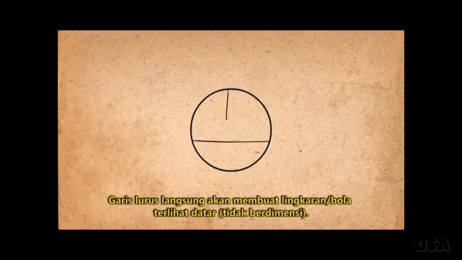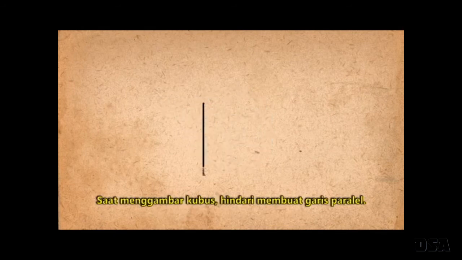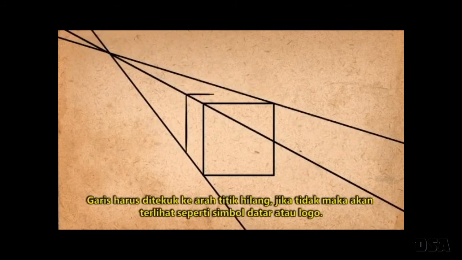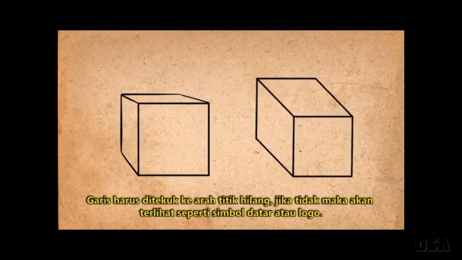A straight line instantly makes the circle look flat. When drawing cubes, avoid making parallel lines. Lines should be bent towards the vanishing point, otherwise it will look like a flat symbol or a logo.